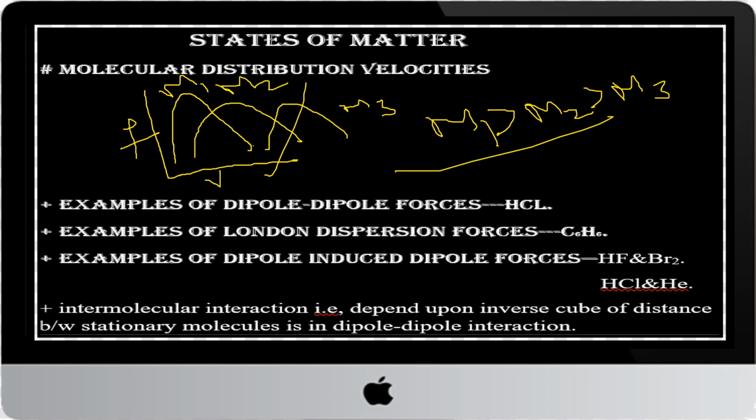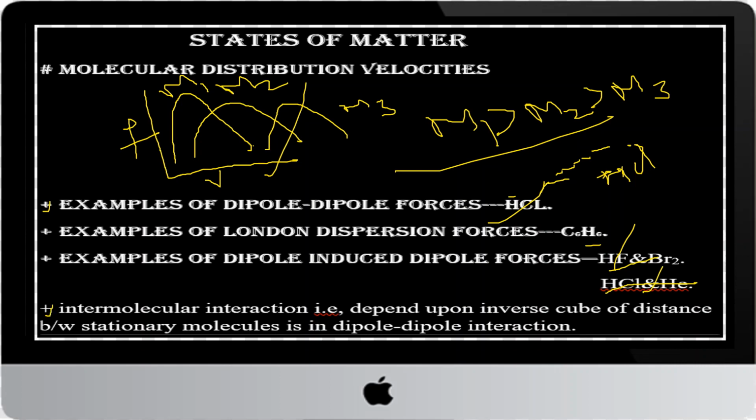Here I have simply written some examples. Examples of dipole-dipole forces: HCl. If you write another HCl, then we get dipole interaction between Cl and Cl and H and H. So it's dipole-dipole forces. Example of London dispersion forces: benzene, C6H6. Examples of dipole-induced dipole forces: HF and Br2, the bromine molecule, and HCl and helium. You should remember these examples directly. They may ask. It becomes easier for you without losing marks.